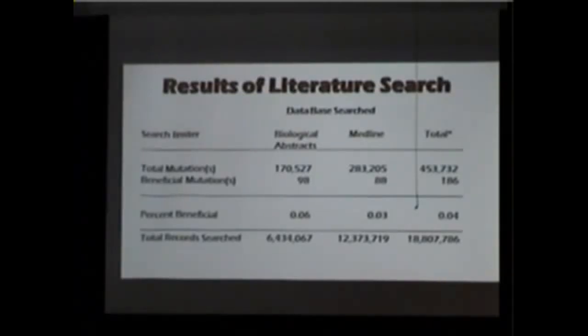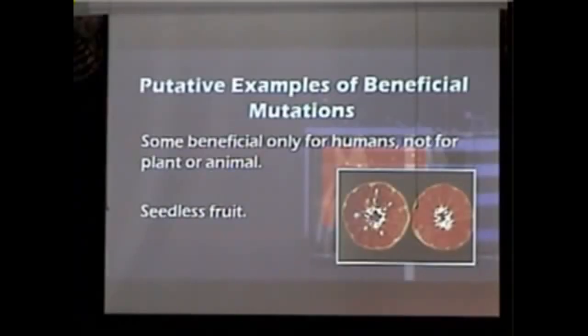Well, 0.04% is what articles that talked about beneficial mutations. Several articles talked about the same mutation, so there's not 200 beneficial mutations. There are 200 articles that talked about beneficial mutations. And here's one good example: this is beneficial for people, but not for, in this case, the plant. Seedless fruit. It's a loss mutation.